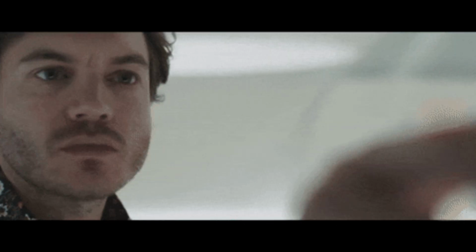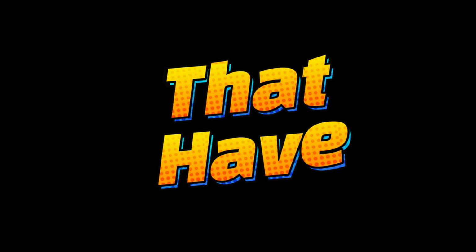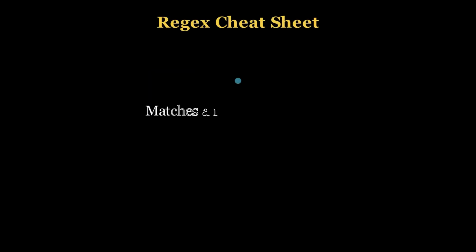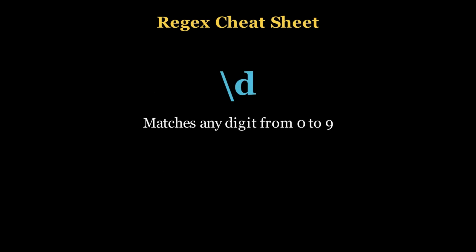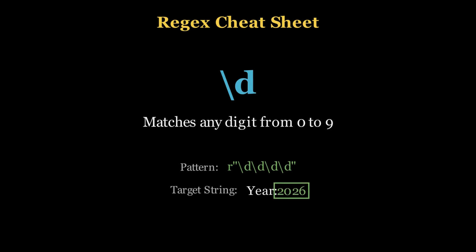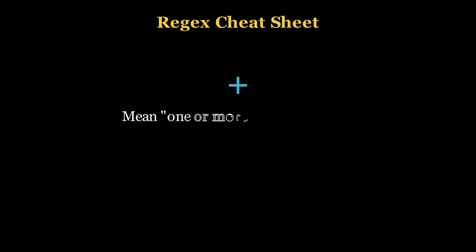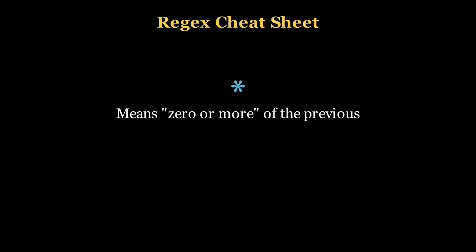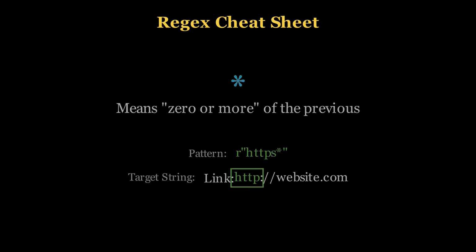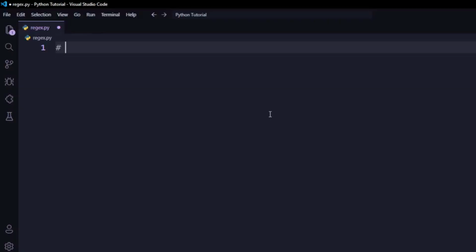So let's understand the rules behind regex. Regex uses metacharacters. These are characters that have a special meaning. The dot matches any single character, \d matches any digit from 0 to 9, \w matches any alphanumeric character, and we also have modifiers like the plus sign, which means match one or more of the previous character, and the asterisk, which means 0 or more. Finally, the caret and the $ sign are our anchors. They represent the absolute start and absolute end of a string. So let's see all of these rules in action.